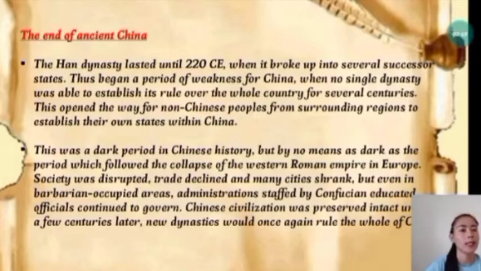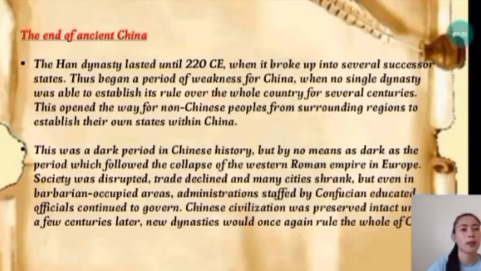This opened the way for non-Chinese peoples from surrounding regions to establish their own states within China. This was a dark period in Chinese history, but by no means as dark as the period which followed the collapse of the Western Roman Empire in Europe.